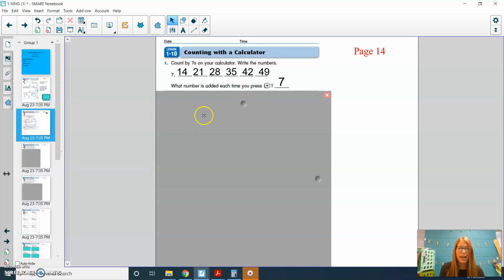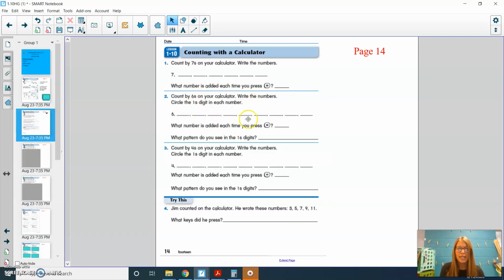So going back now, could you take a look at number 2 and 3, counting by sixes, and then also counting by fours? Press pause and then play when you're ready to talk about numbers 2 and 3.